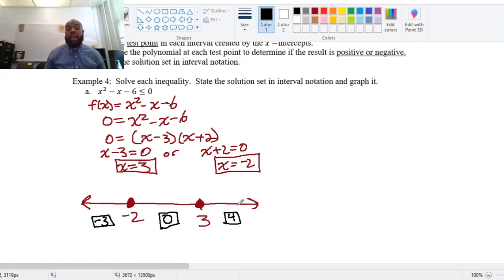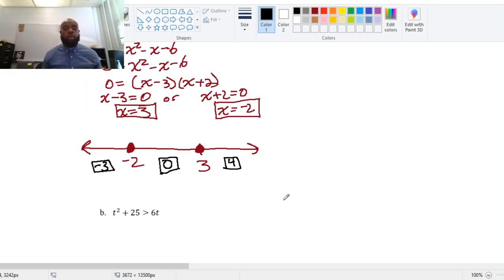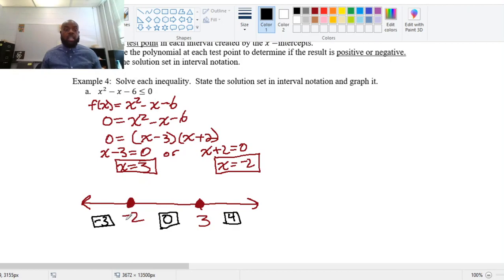Now, you may want to use 5 or 10 or 100. Over here, you may want to use negative 5, negative 10, negative 100. I'm choosing these values here. These are my test points. So with the test points, I'm going to plug them back into my original inequality.